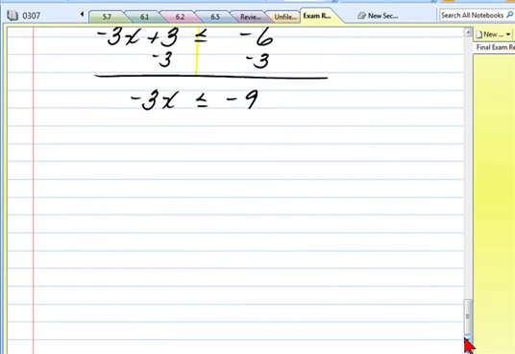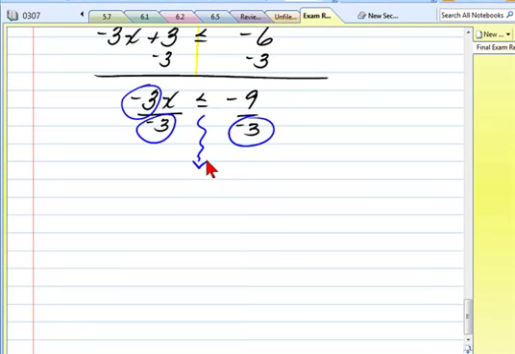And my final step, divide by negative 3. Because it is a negative number, that causes the inequality symbol to flip over. So now it's a greater than or equal to, and I have x is greater than or equal to 3, because a negative divided by a negative is a positive.